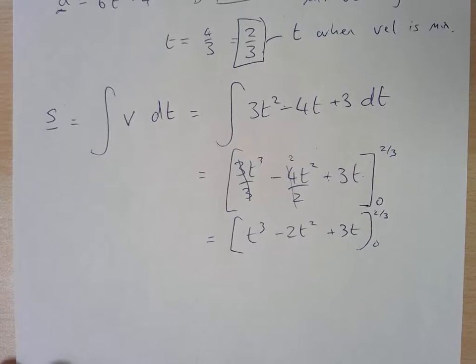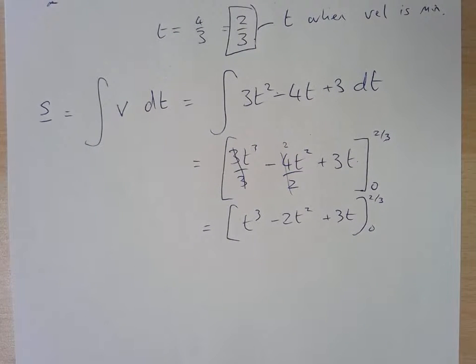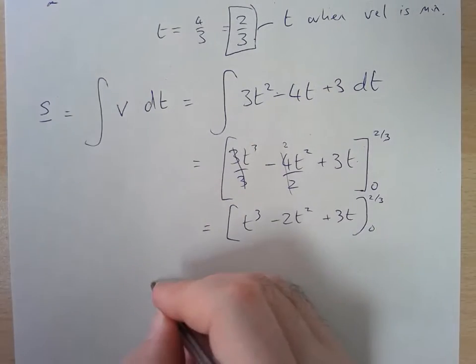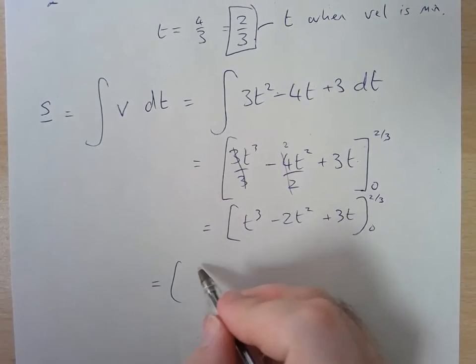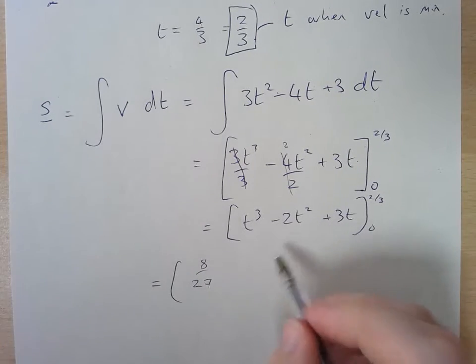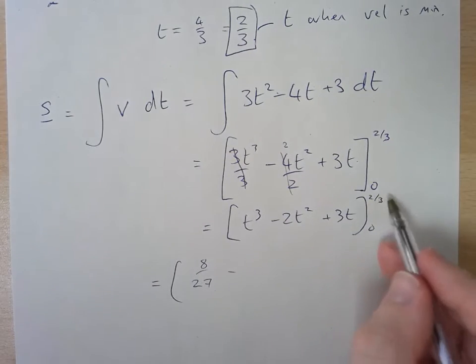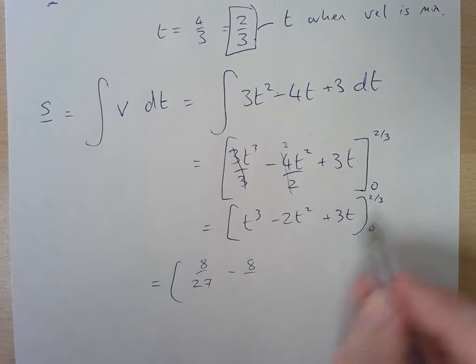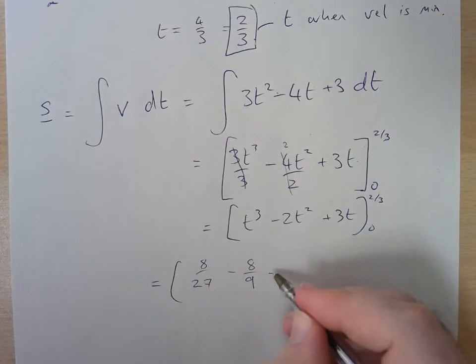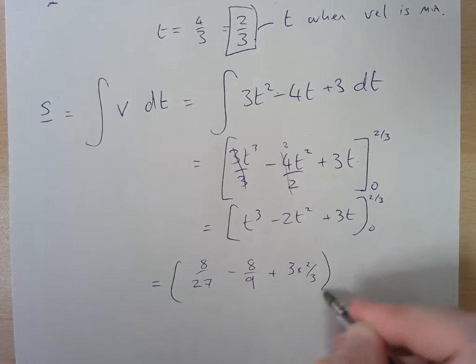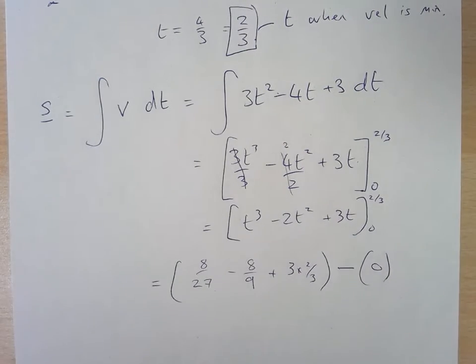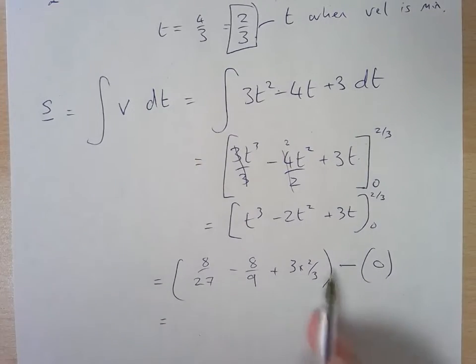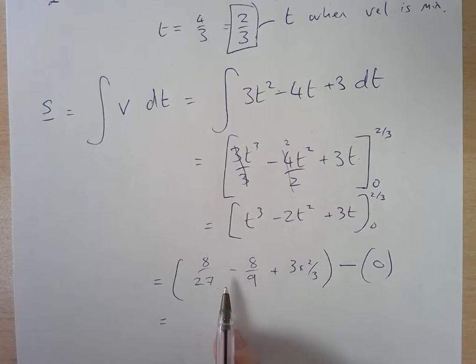You now have a couple of choices. We could put this in a calculator, or we could do it by hand. I think we'll do it by hand. So for the first bracket, we get 8 over 27. Take away, we then need 2 times this squared, so we have 8 over 9. And then we've got plus 3 times 2 over 3. Take away, the second bracket is going to be 0. Once we start tidying all this up, we're going to have to use 27ths as our unit.